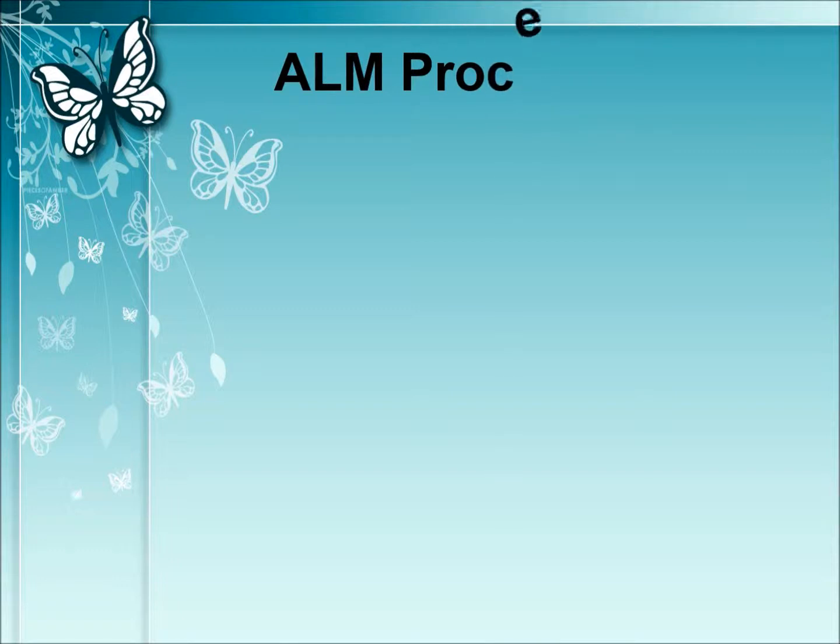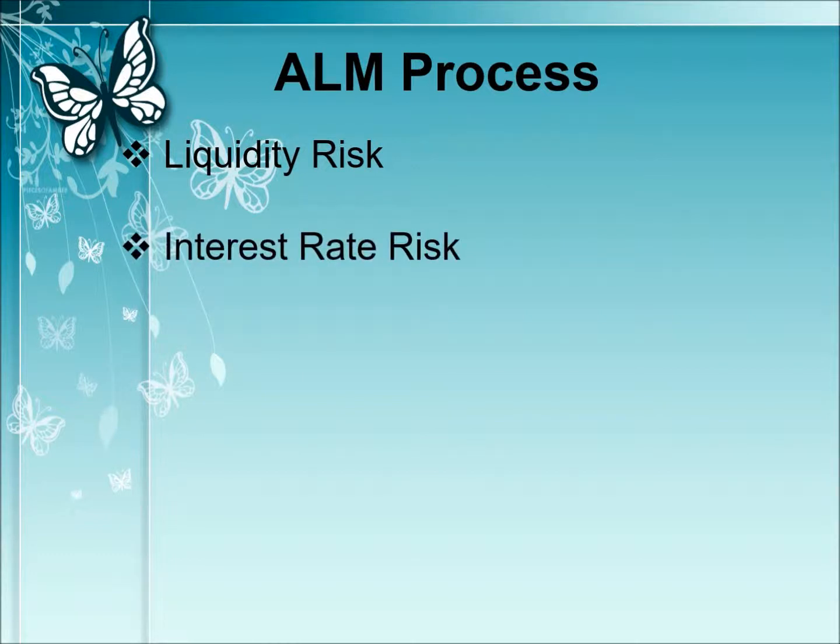ALM function covers the following processes. Liquidity risk. The current and prospective risks arising when a bank is unable to meet its obligations as they come due without adversely affecting the bank's financial condition. From an ALM perspective, the focus is on the funding liquidity risk of the bank, meaning its ability to meet its current and future cash flow obligations and collateral needs, both expected and unexpected.